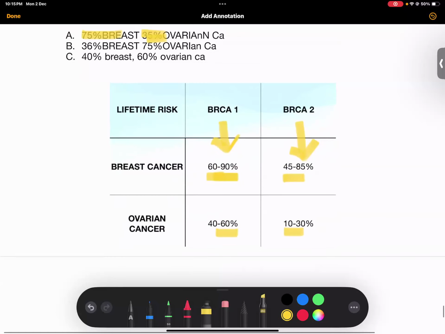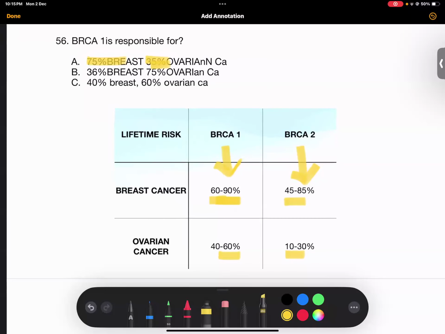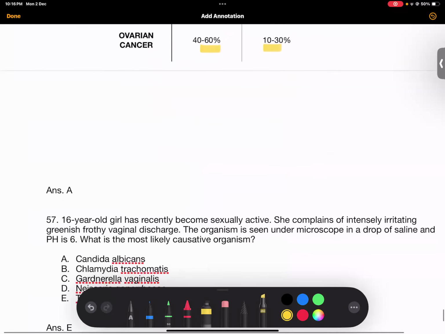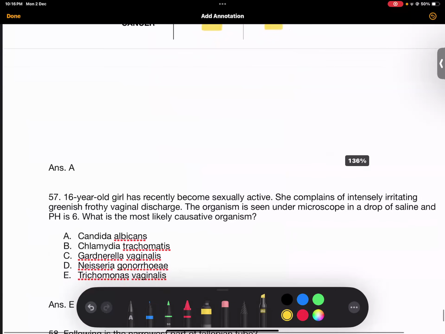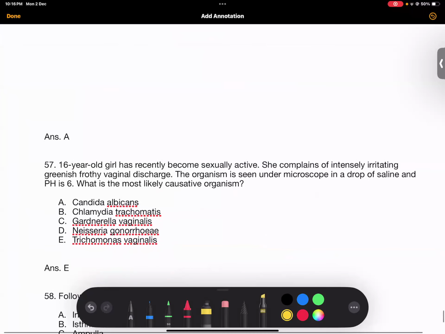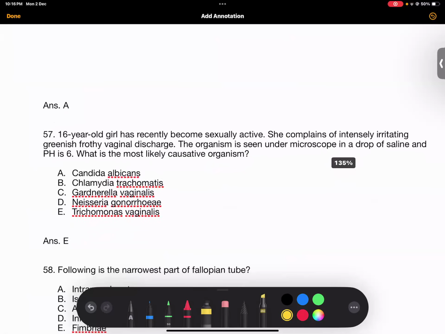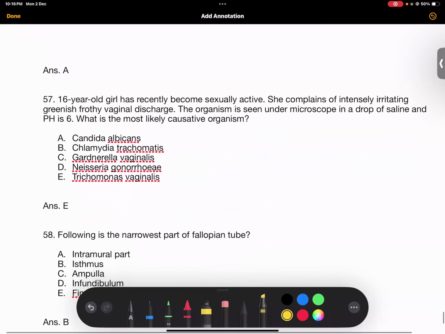You need to remember. We will cover 60 questions today, and the rest we will cover in our next class. I think this question has been repeated again: intense greenish frothy vaginal discharge. We have already discussed this greenish discharge and the organism in the first question.